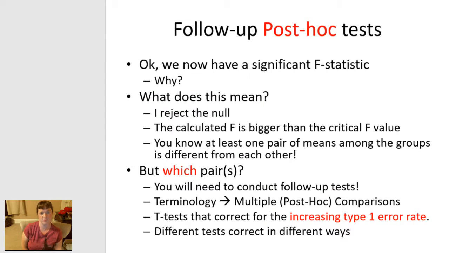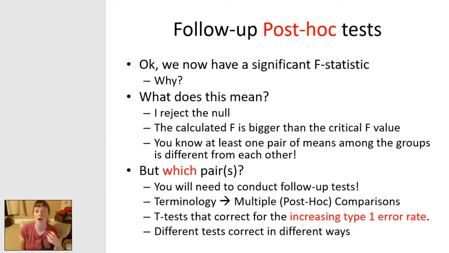So now what? Do we know which groups are different from each other? Is the placebo better than the new drug group? Is the new drug better than the old drug? Are they all different? We don't know. Because the overall ANOVA is kind of just like a step one.